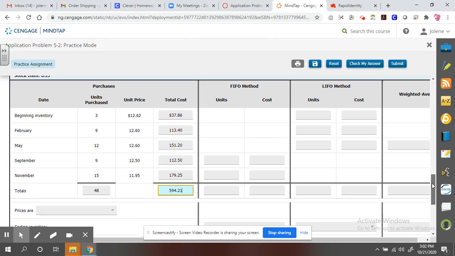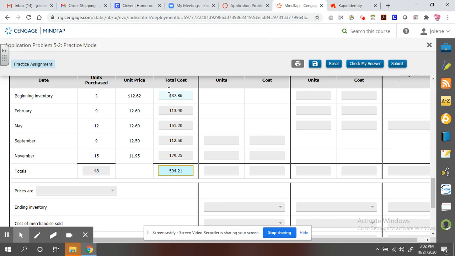Right. So now, again, FIFO, you sold what was in there first, and what you have left is the last that you had come in. And so we have 18. This tells us that we have 18 left over. So I have 15, the total last shipment that came in. And then I have 3. I have to multiply times 12.50. And got to add these two together.